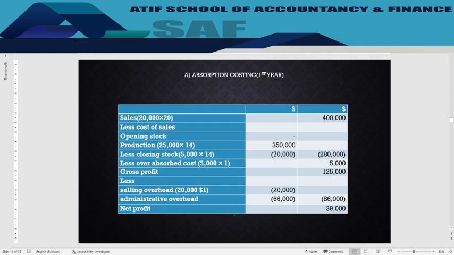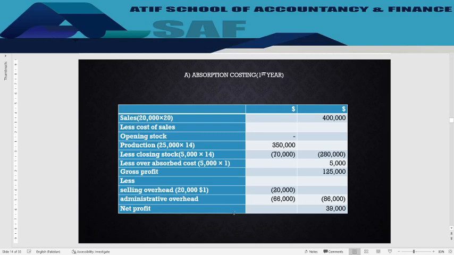Hence the cost of sales comes down to 2,75,000, and then subtracting this cost of sales from sales, we get the gross profit figure of 1,25,000. Then we have to subtract the selling overhead. These are 20,000 and administrative overhead, which are 66,000. And after deducting this, we will get the profit of 39,000.